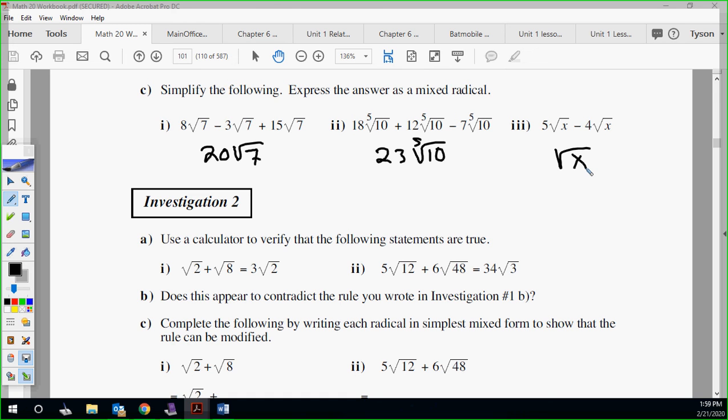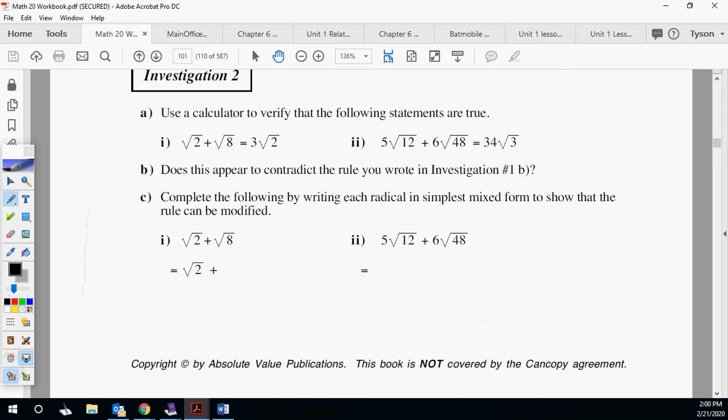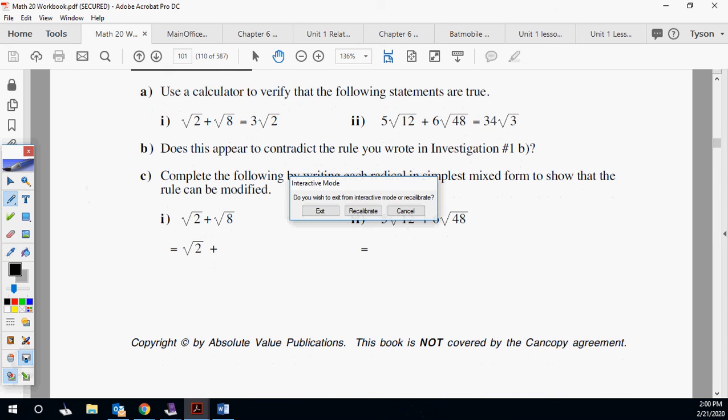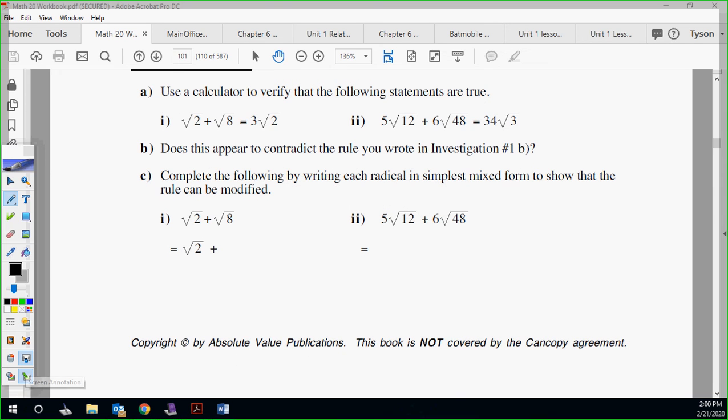Okay, I'm going to throw a little bit of a curveball here for investigation, just to show you how simplifying can help you. Root 2 plus root 8 is 3 root 2. 5 root 12 plus 6 root 48 is 34 root 3. So they're saying you can add those and get those values. Does this appear to contradict your rule in investigation 1? Well, yes, the radicands are different. So it appears to be contradicting our rule.